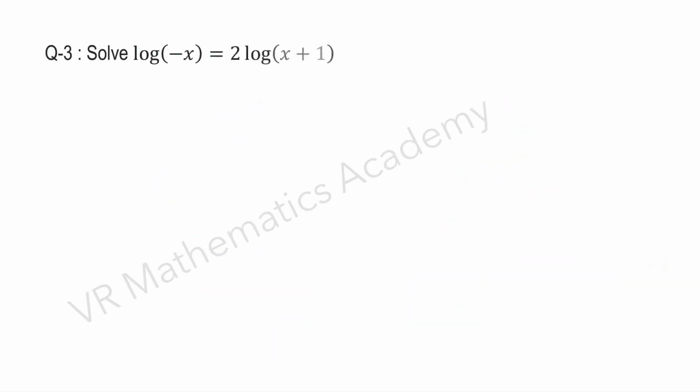The next question, number 3, we have to solve log of minus x is equal to twice of log of x plus 1. In this question we know that minus x should be greater than 0, which implies that x should be less than 0. Also x plus 1 should be greater than 0, that is x greater than minus 1. So we found that x is less than 0 and x should be greater than minus 1. Now we solve this equation.